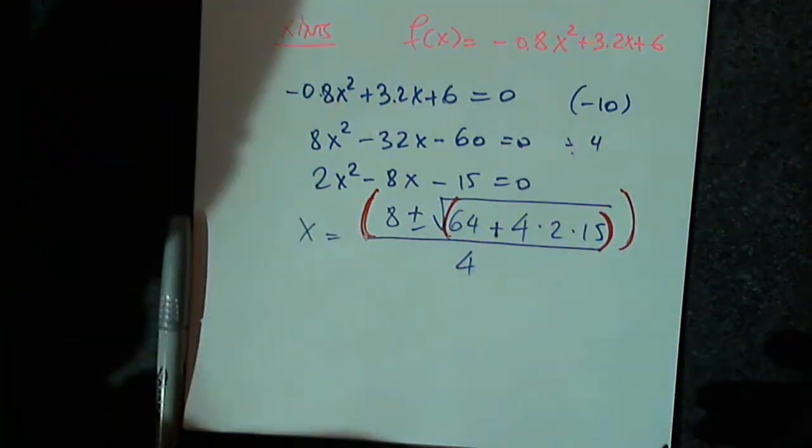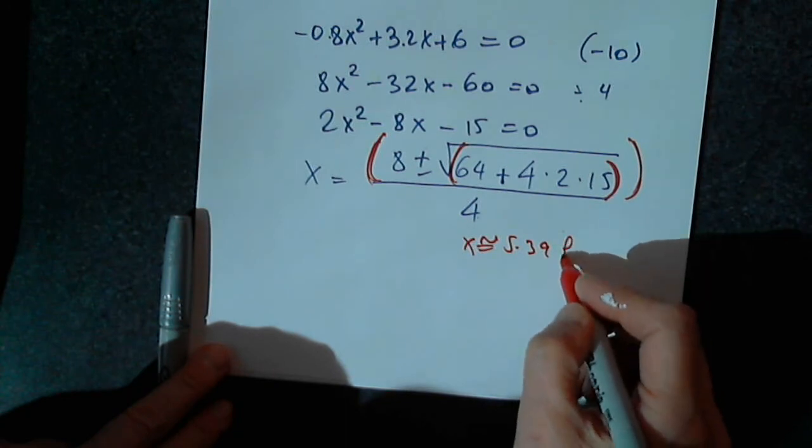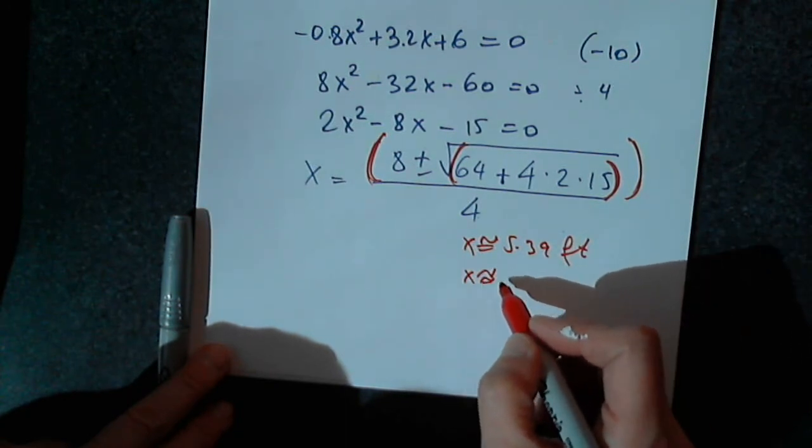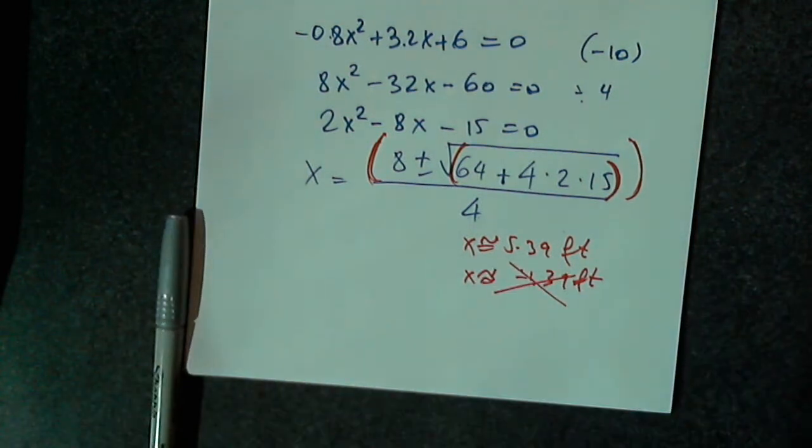So x equals approximately 5.39 feet. And x equals approximately negative 1.39 feet, which algebraically is correct, but when it comes to our function and our situation here, it means nothing. So this is one type of example, and I'm hoping that once you start doing your homework, you're going to come up with more. Should we look at another example or continue?